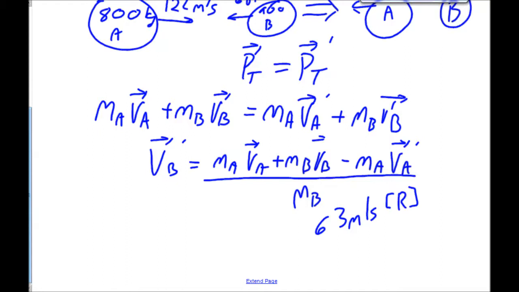Okay, so I think that question makes sense there. Again, we've done questions like this. It's just now a matter of having a name for it. We call this inelastic collision.